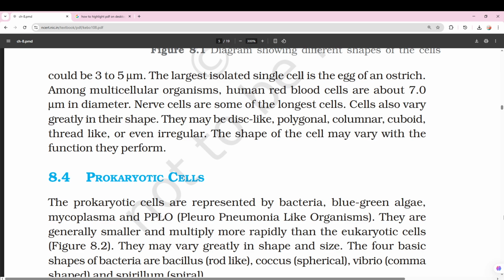Nerve cells are some of the longest cells. Cells also vary greatly in their shape. They may be disc-like, polygonal, columnar, cuboid, thread-like, or even irregular. The shape of the cell may vary with the function they perform.